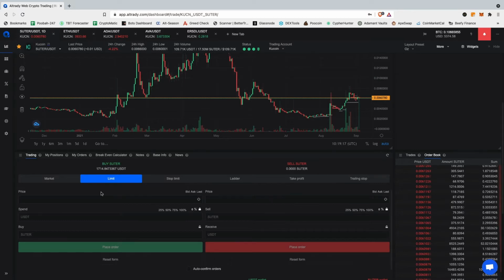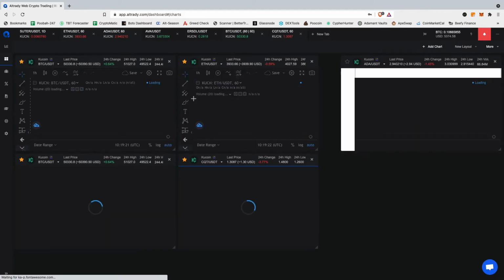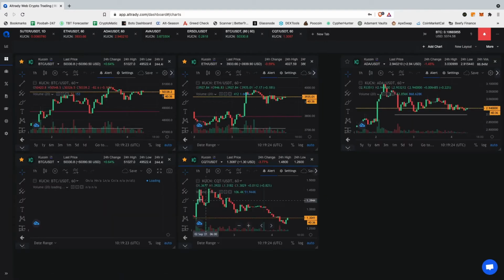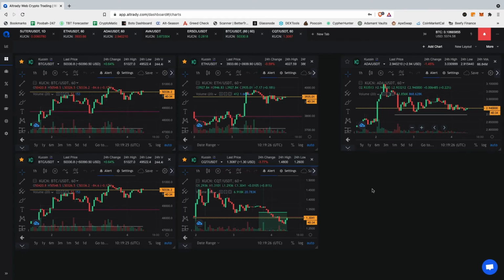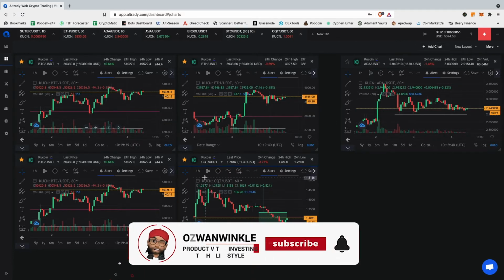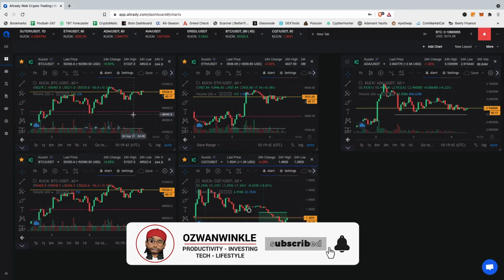So this is what the trading terminal looks like. These are charts, which is great also, because you can have one page which has all your charts on coins that you're interested in. That's pretty cool to have, and you can see how Bitcoin is moving and how the other coins are reacting to the movement of Bitcoin.